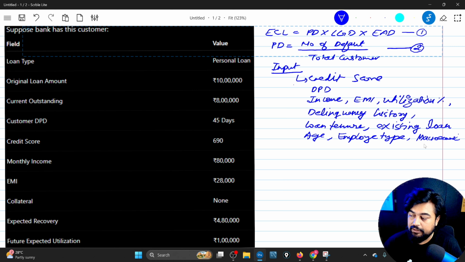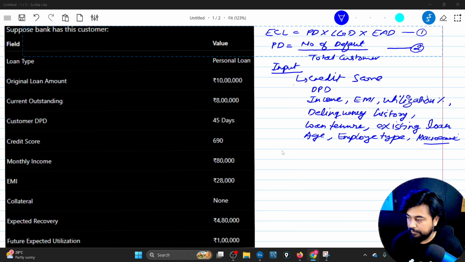Macroeconomic variables are very different for all the countries and all the areas, because this is so dependent on the world overall. Let's say COVID happened, right? After COVID, nobody could predict that something like that could happen again or not, right? So this is a very subjective thing. That's why macroeconomic factors are very versatile in nature. Now, these are the very useful columns. You should remember all the names of these columns.